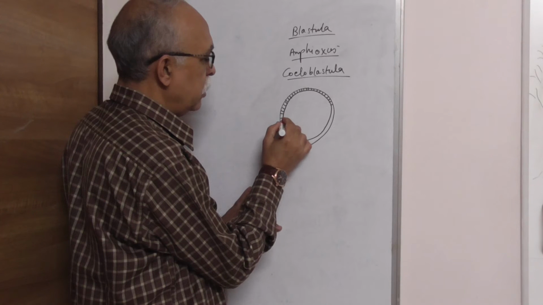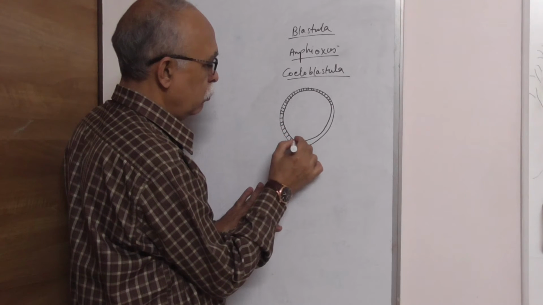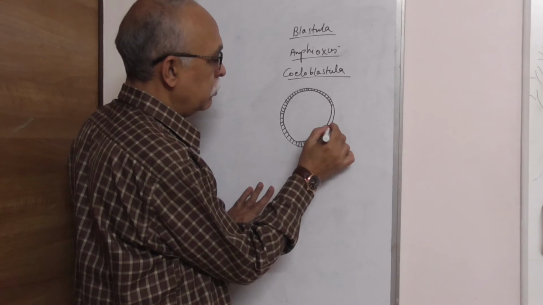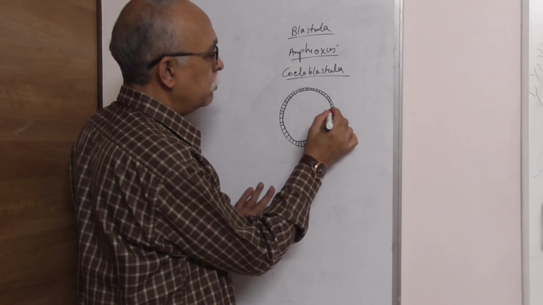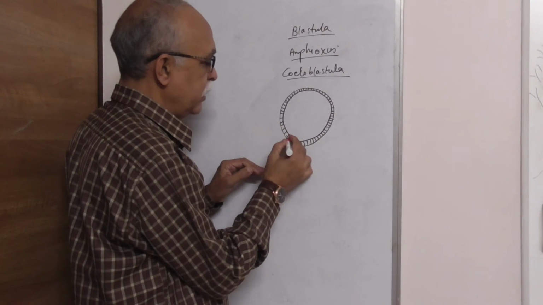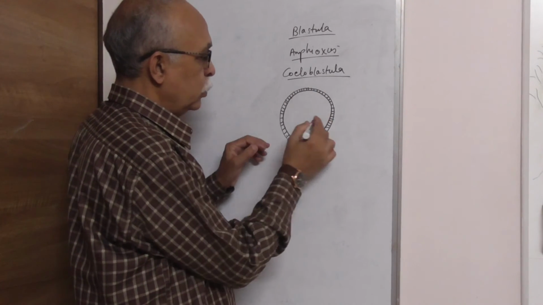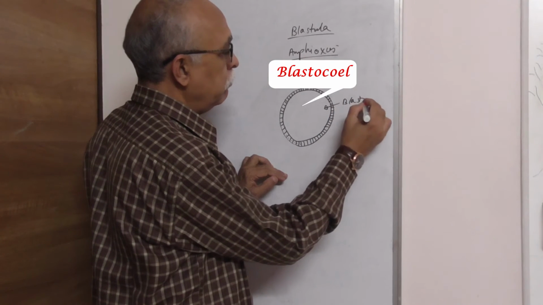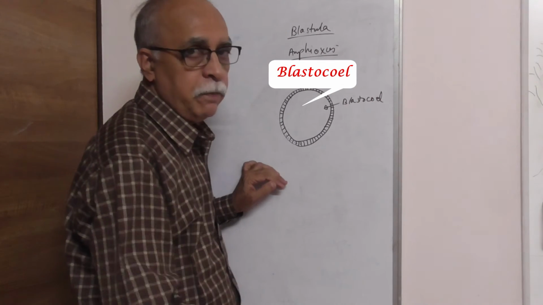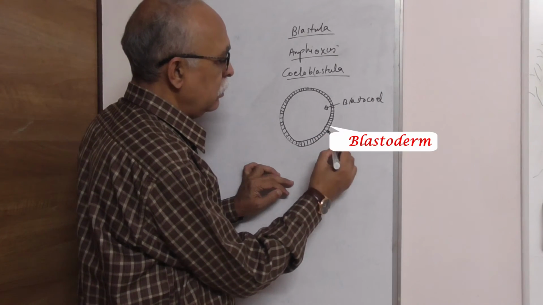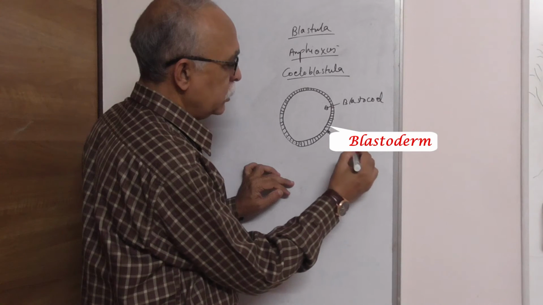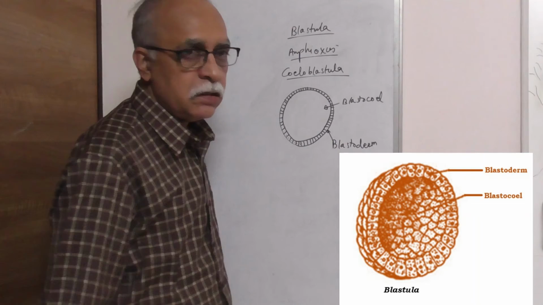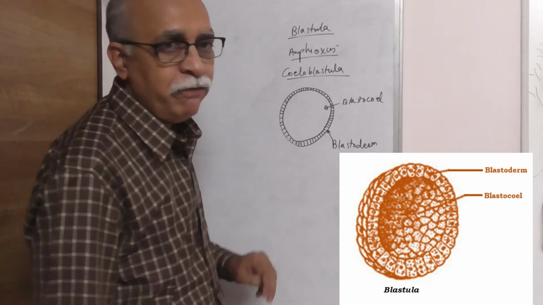Now what you are seeing here is the vertical section of the blastula. This is a single layer of cells enclosing a cavity. This cavity is called the blastocele, and the layer of cells here is called the blastoderm. That is what you see as a blastula in Amphioxus.